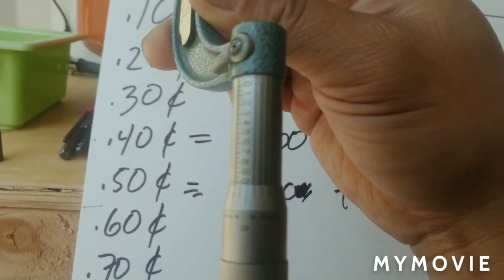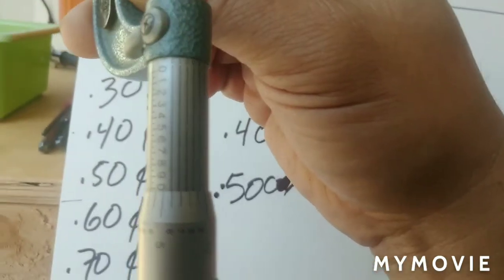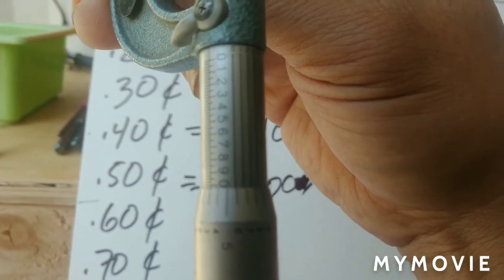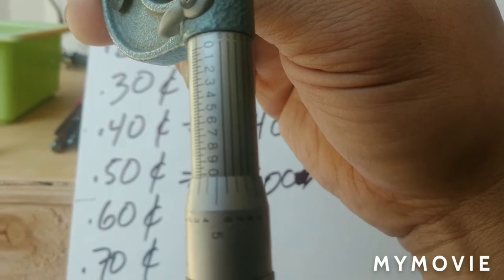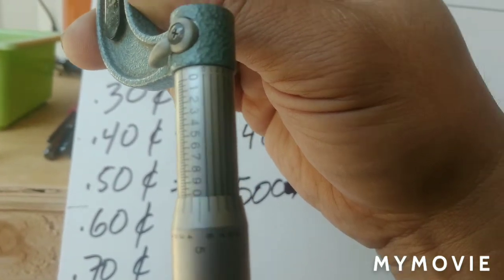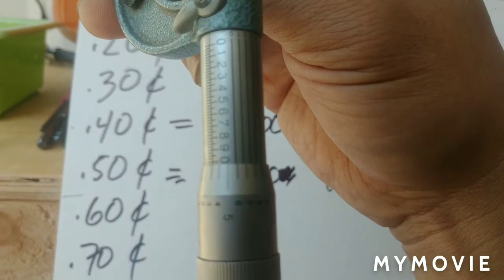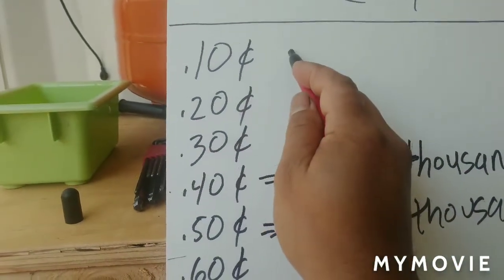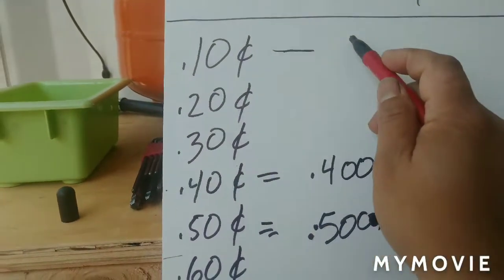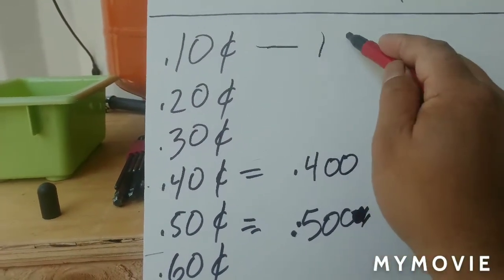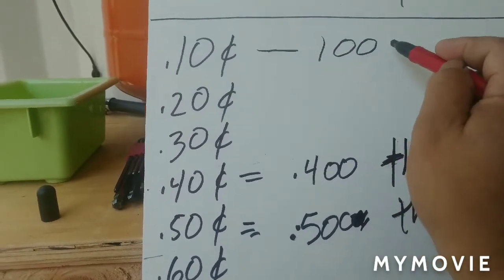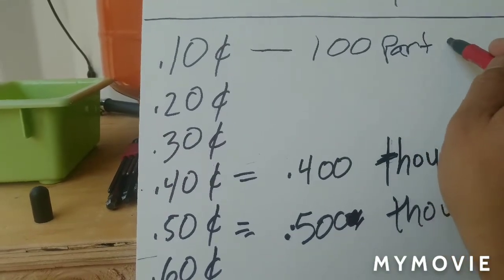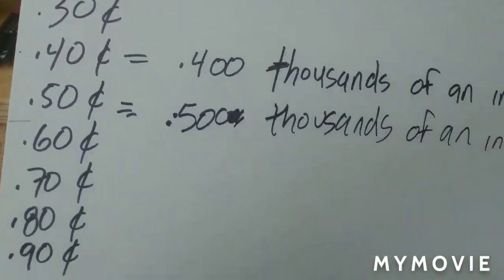Something to understand is every single one of those 1 through 9, 0 through 0, every single one of those hash marks, if we think of those as 10 cents, we're also going to want to think of each one of those 10 cents as it has been broken up into 100 parts. Okay?